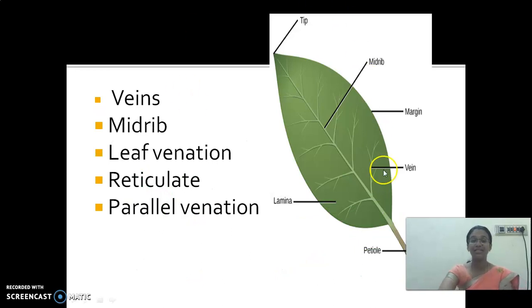Then look at here, parts of leaf. So what is this? Petiole. This petiole connects the plant, that is the stem, and the leaf.